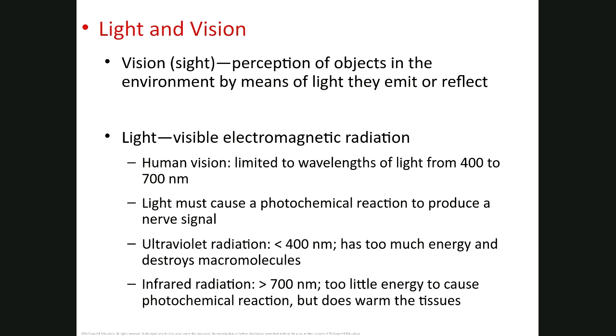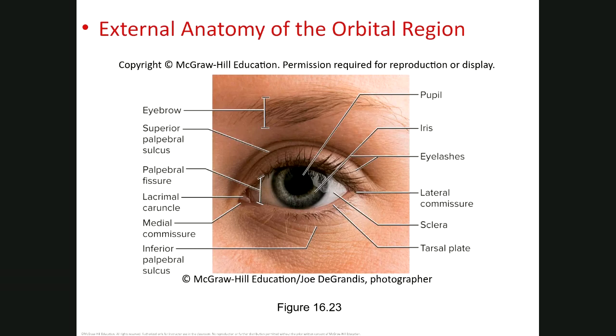Light causes a photochemical reaction to produce a nerve signal. That reaction is the transduction mechanism. A physical entity like light creating a photochemical reaction with our receptors creates the nerve signal and therefore the transduction mechanism. Very, very amazing. Let's start with the anatomy of the eye.